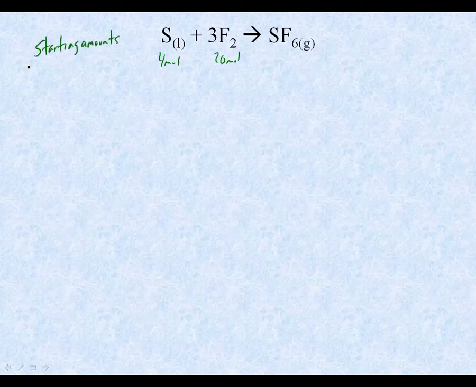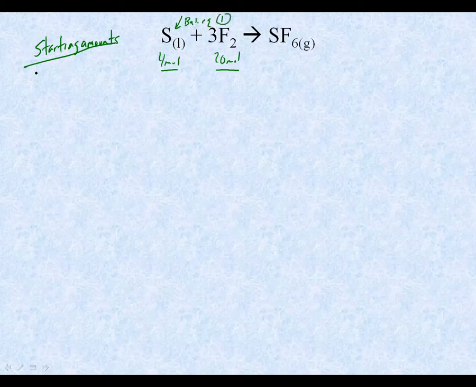We see that in this particular case, we're given the starting amounts of both reactants. So that is the trigger to tell you this is a limiting reagent problem. That means that at some point in this problem, you need to figure out which of those is the limiting reagent. In this example, is it the sulfur or is it the fluorine? So the first thing you want to do is the same basic steps. You want to make sure you have a balanced equation, which we do.